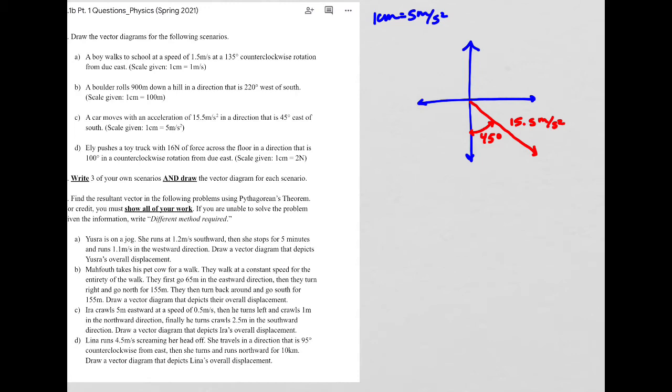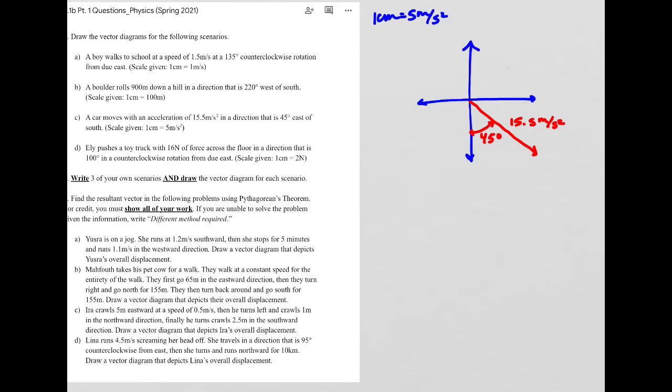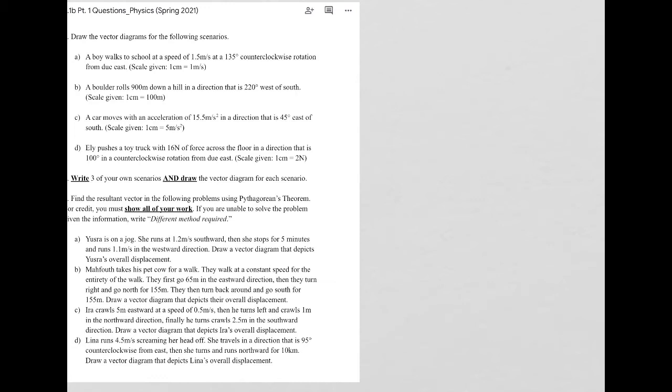All right, and finally, letter D says that Ailey pushes a toy truck with 16 newtons of force across the floor in a direction that is 100 degrees in a counterclockwise rotation from due east. All right, so my angle is 100 degrees counterclockwise from due east.